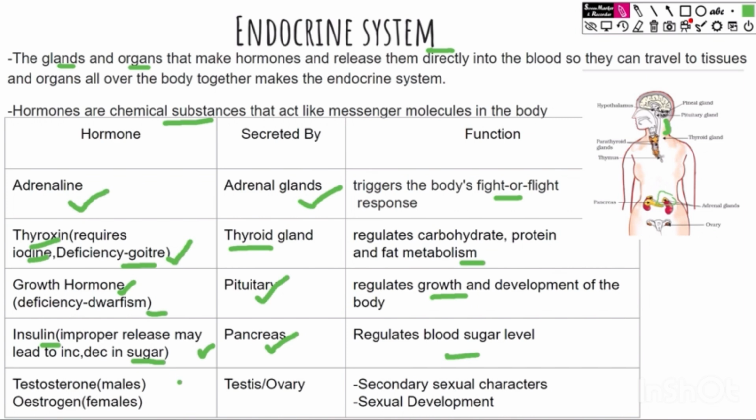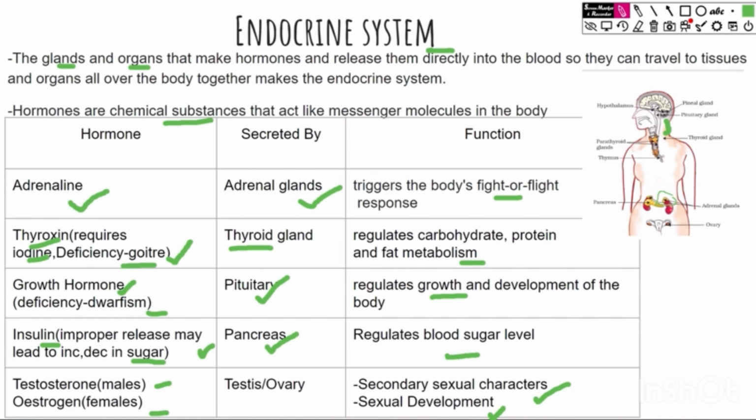The next hormone is a sexual hormone which promotes the secondary sexual characters and our sexual development. That is controlled by these two hormones, testosterone and estrogen. Testosterone controls the development of secondary sexual characters like the voice, beard, etc. in males, and estrogen controls the secondary sexual characters and sexual development in females.